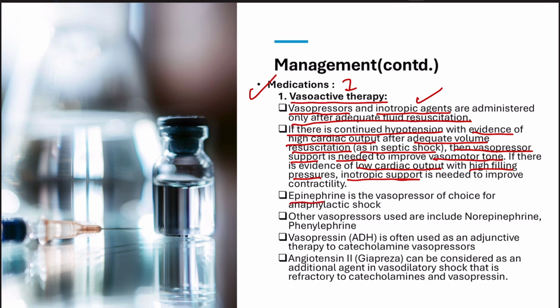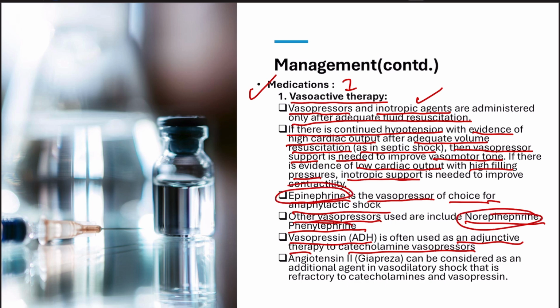Epinephrine is usually the vasopressor of choice for anaphylactic shock, and other vasopressors which can be used include norepinephrine or noradrenaline, or we can also use phenylephrine. Then vasopressin, that is antidiuretic hormone, is used as an adjunctive therapy to these catecholamine vasopressors when the individual is not responding to vasopressors like epinephrine, norepinephrine or phenylephrine.